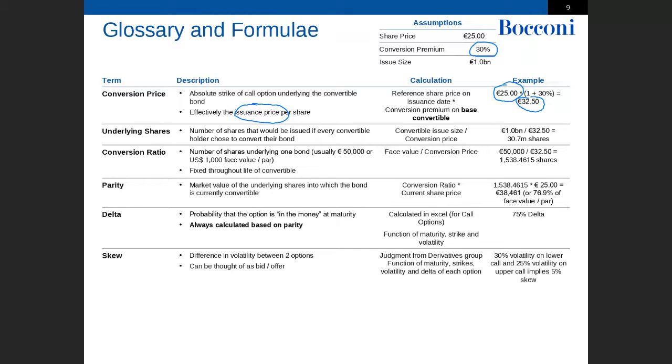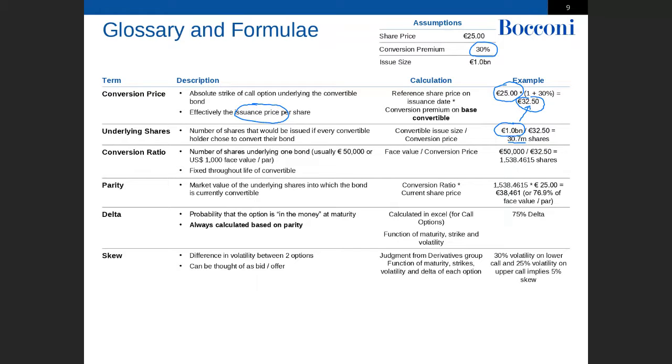How many shares? Let's assume that you issue a bond of 1 billion. There will be issued 30.7 million shares, because you issued 1 billion divided by the strike price. Okay?